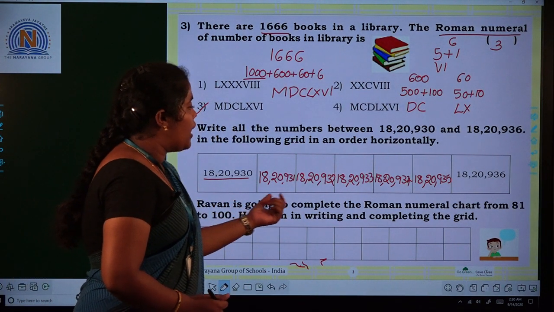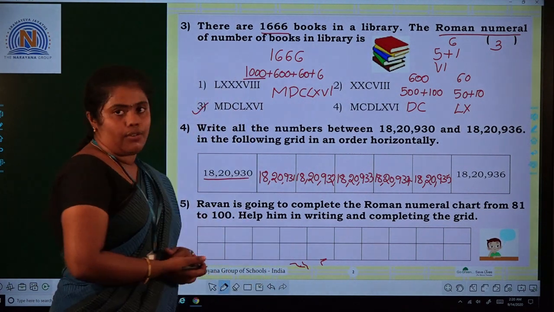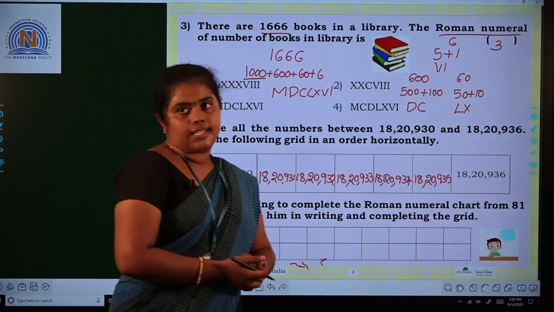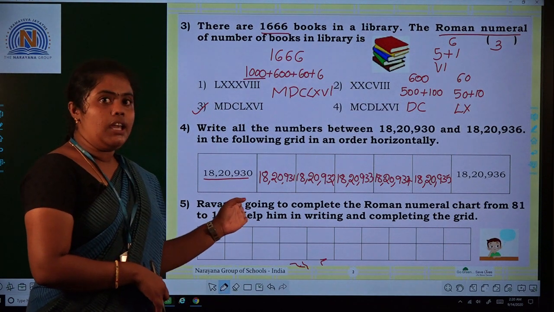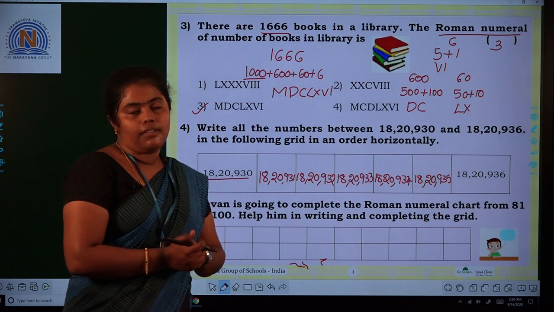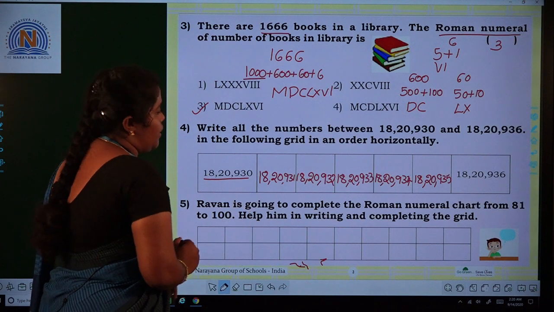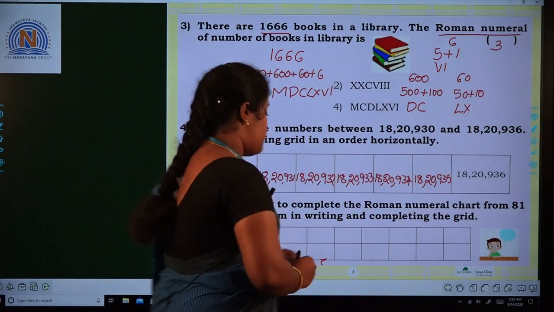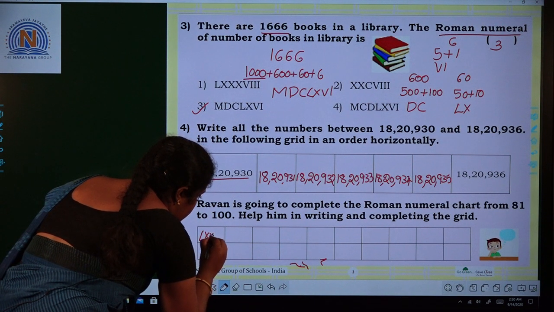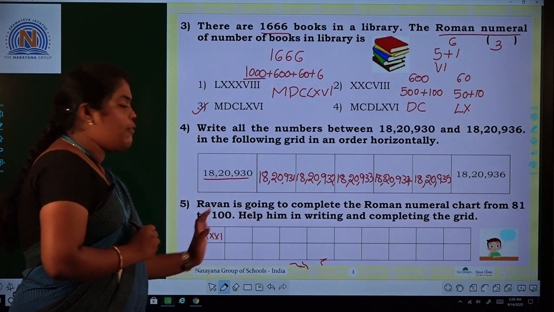Ravana is going to complete the Roman numeral chart from 81 to 100. So help him in writing and completing the grids. So we have to help Ravana. Yes, we have to help Ravana to write the Roman value chart from 81 to 100. So here the symbol of 81 in Roman numerals is LXXXI. It stands for 81. So now we will continue the numbers.